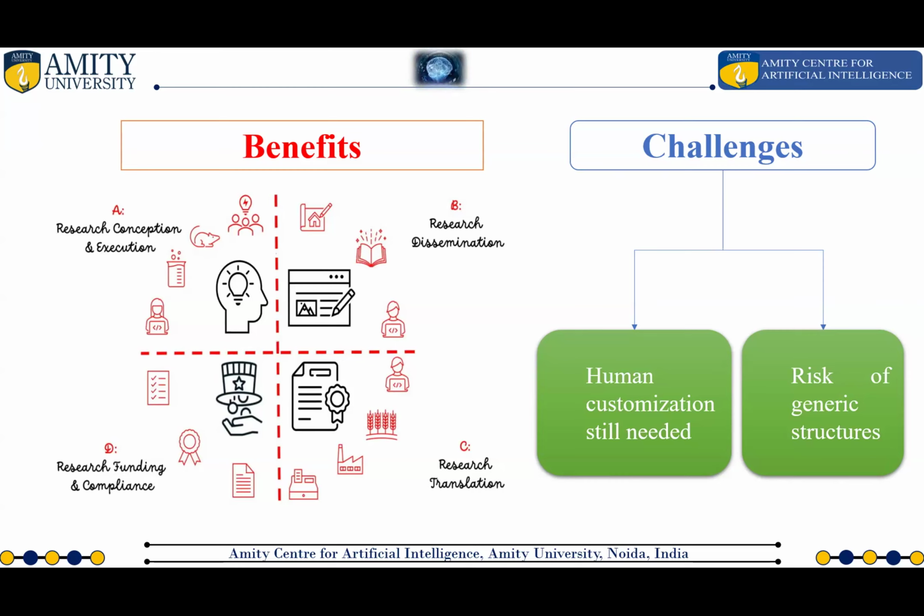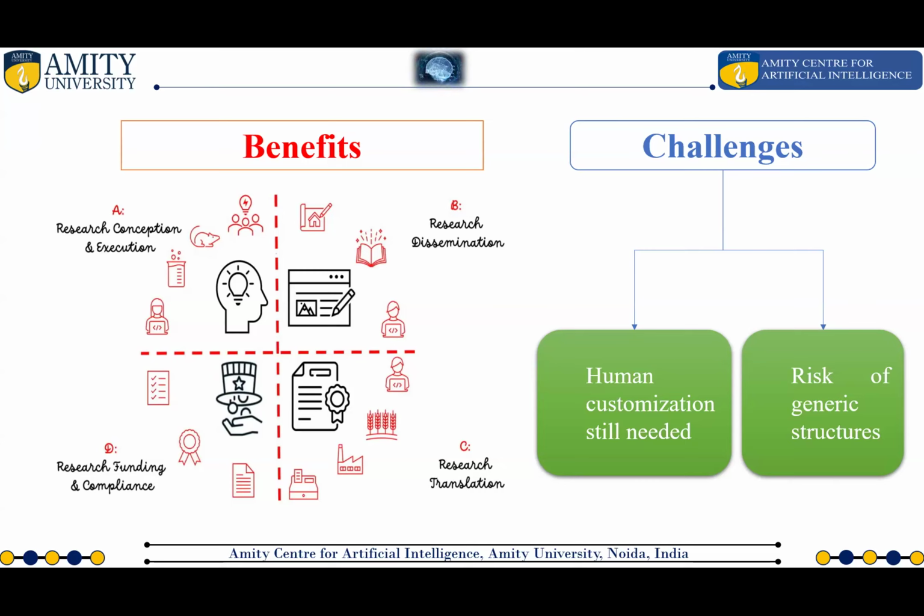Coming to the third quadrant, research translation, the goal here is to turn this research into practical benefits for society or for industry. And the last part keeps the research funded, legal, and accountable. So these AI tools can actually help us in all these 4 areas of research studies in any area.